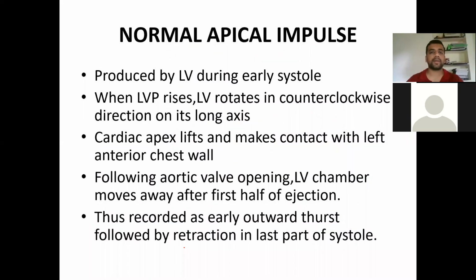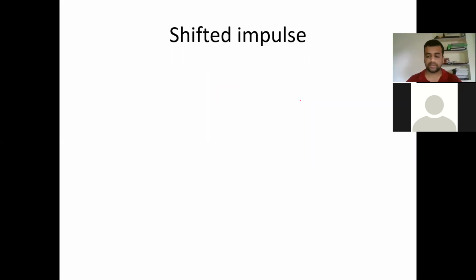Coming to your normal apical impulse, it is produced by LV systole. The rotation and all that we will leave off, as it is more theoretical. Shifted apical impulses we'll discuss next. So what are the things we are going to do?